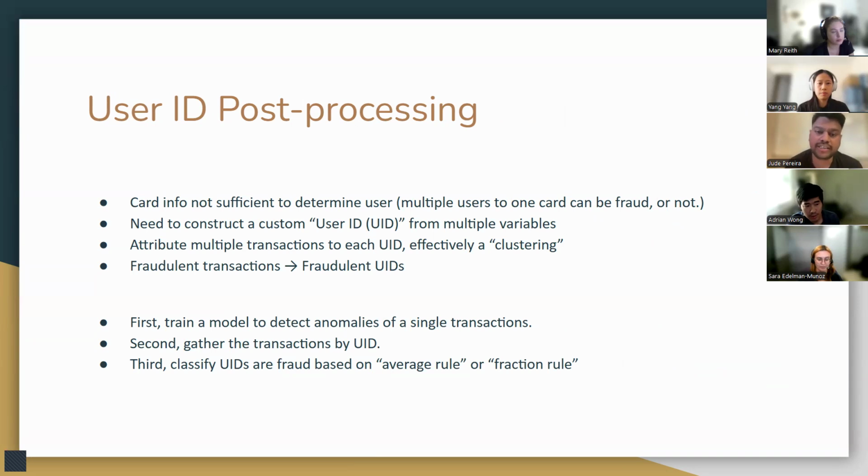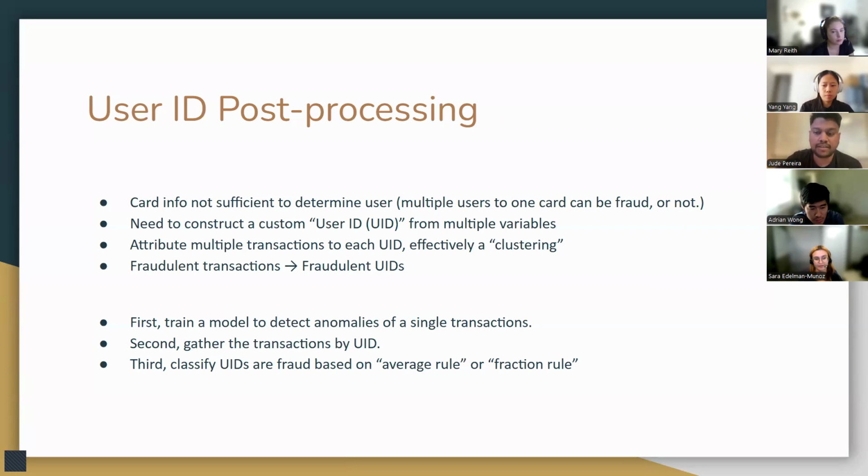First, we train a model to detect the anomalies on individual transactions. Then we gather the transactions per UID. Thirdly, we classify these UIDs using two different methods. In the first method, called the average rule, we obtain the UID reconstruction error by averaging over all the reconstruction errors of the individual transactions in a specific UID.